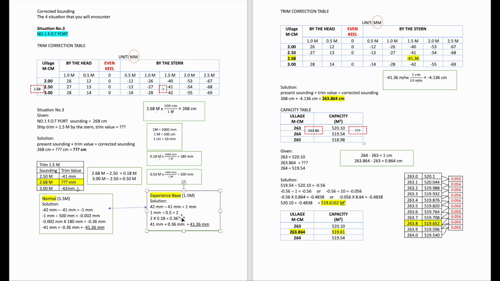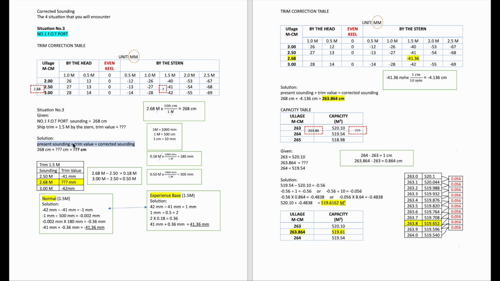Okay, now let's go to the experience-based formula or solution. As you notice, both are the same. We use the minus, divide, times, then plus. So the same formula that we use here, but we did not use the negative sign. Since all are positive, the answer is positive also. So what we do next so that we can have the same answer of 263.864. Take note that if you use the experience base, you should not forget to use the formula.